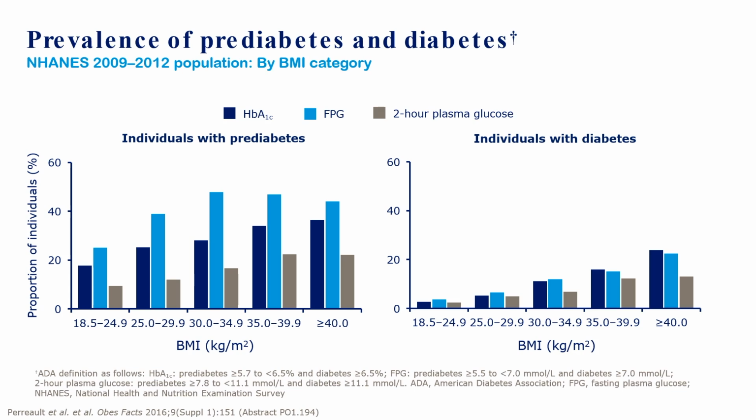Now, you can diagnose diabetes by the glycated hemoglobin, by fasting plasma glucose, or 2-hour plasma glucose following a glucose tolerance test. And basically what you can see is that, irrespective of the measure, there is an increase in the proportion of individuals who actually develop either prediabetes or diabetes.